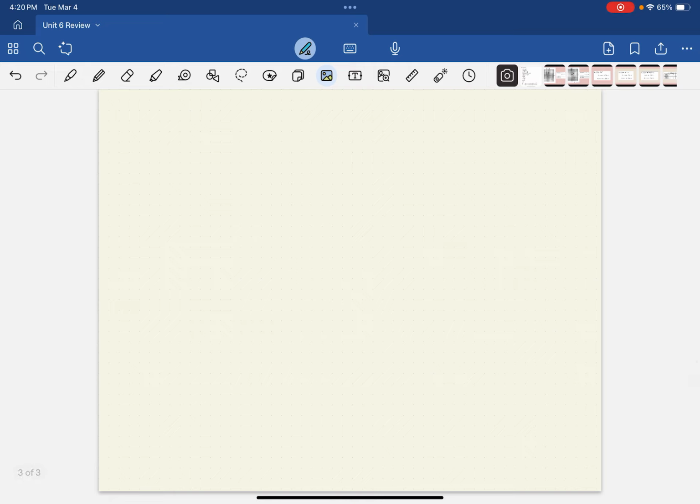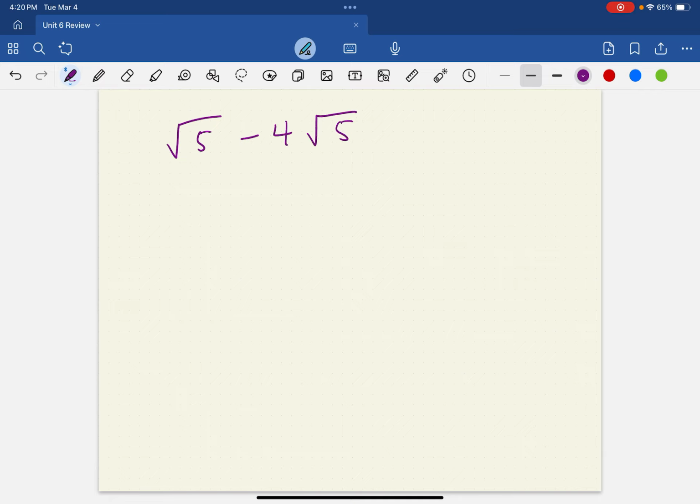Problem number 1. Let me go ahead and write it out. So we have square root 5 minus 4 square root 5. So remember, first and foremost, we have to have the same radicand and index for both in order to add or subtract or combine like terms. So we are good to go in that fact because these are both square root 5. So we're good to go there.